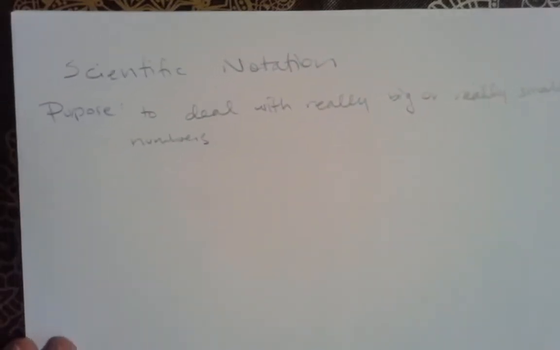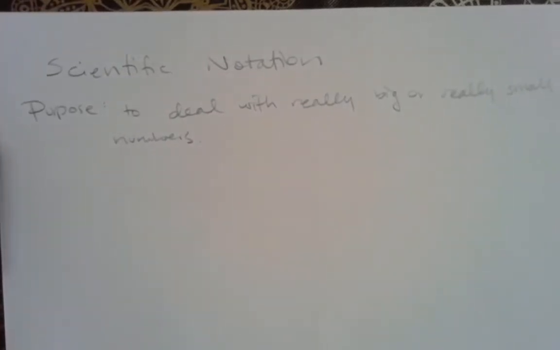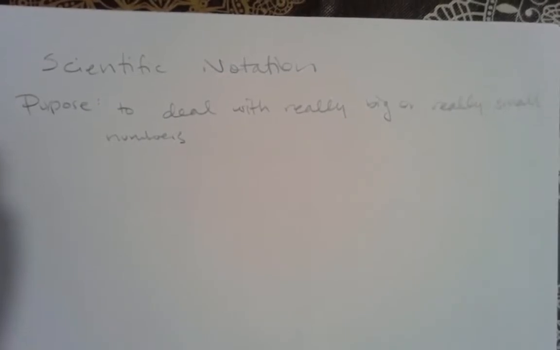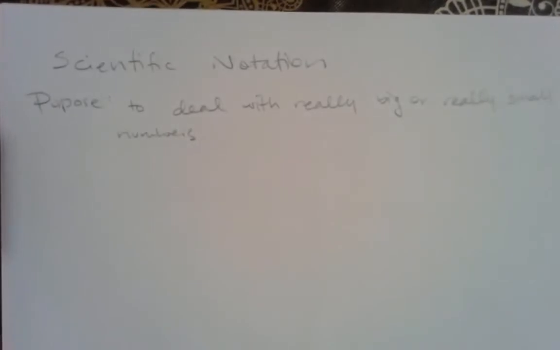Alright, I started this in a previous video, so I'm going to jump ahead, but do write this in your notebook, because we're just reviewing it right now. The purpose of scientific notation is to deal with really big or really small numbers, is what that says. I hope you can read that. Numbers like the mole, times 10 to the 23rd, are really big, or the size of an atom, times 10 to the negative 10, that's a really, really small number.